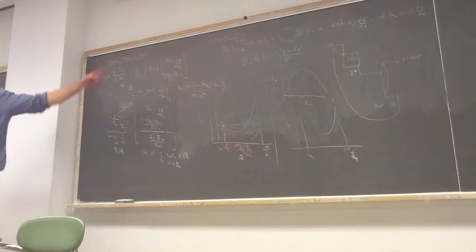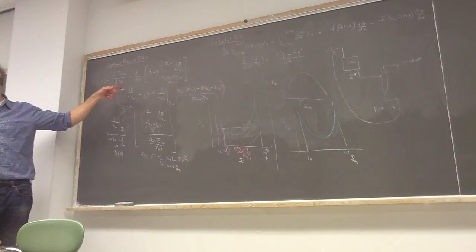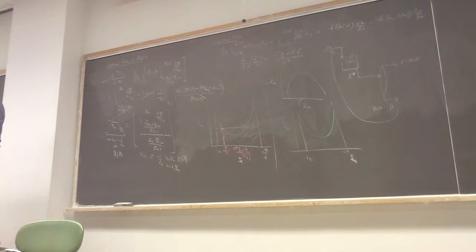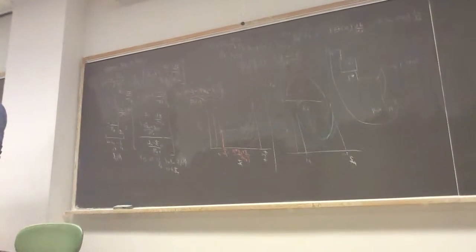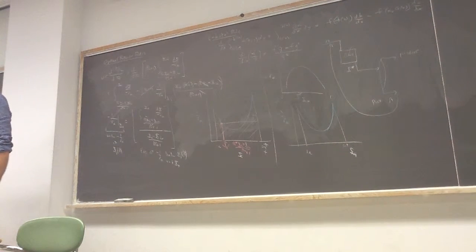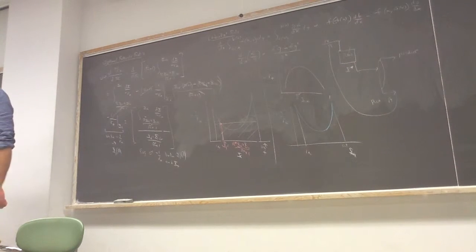I differentiated already, I differentiated tau with respect to R. X1 is a simple function of R. What does that tell me? I don't want to optimize X1. I want to optimize tau.